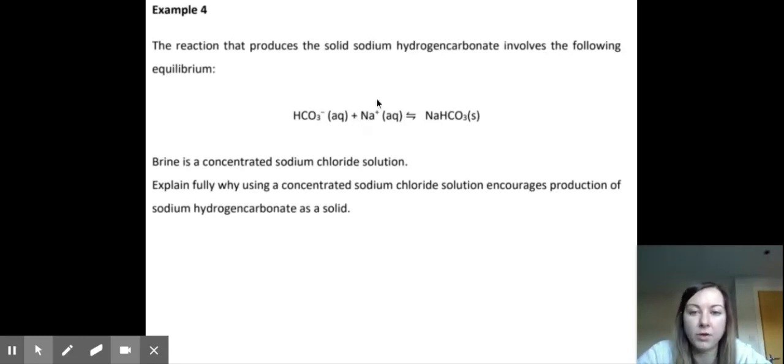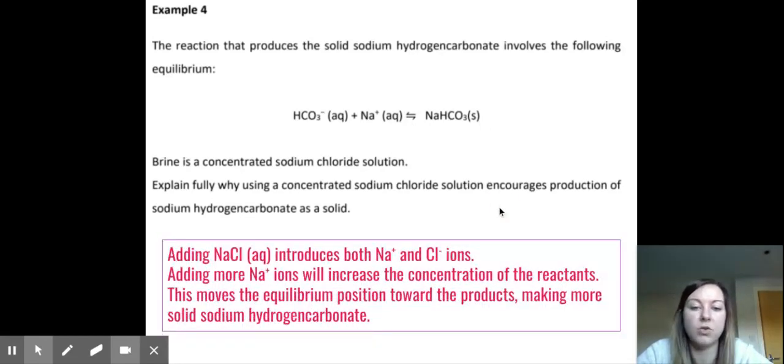However, the addition of lots, because it's a concentrated solution, lots and lots of sodium ions are going to increase the concentration of the reactants. So that's this side. So increasing the concentration of the reactants is going to push the equilibrium to the right-hand side or the product side. That is going to make this product here, which is sodium hydrogen carbonate, as a solid. And those are the points that you need to answer that question.